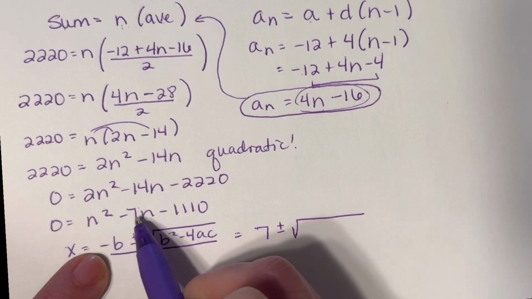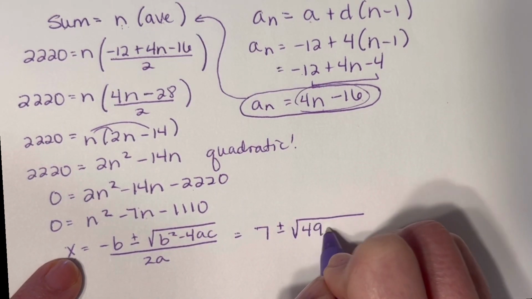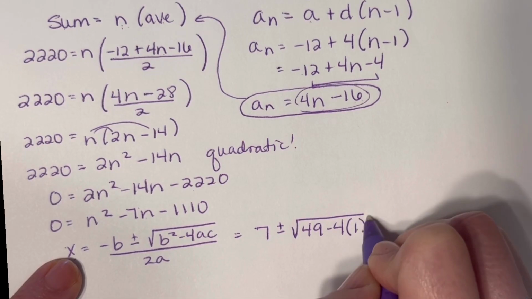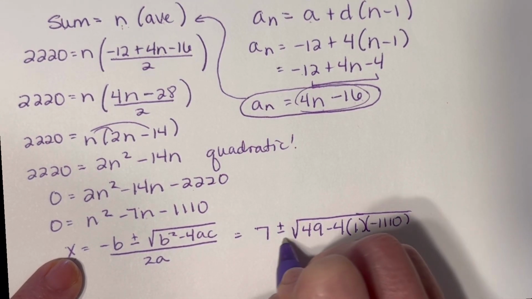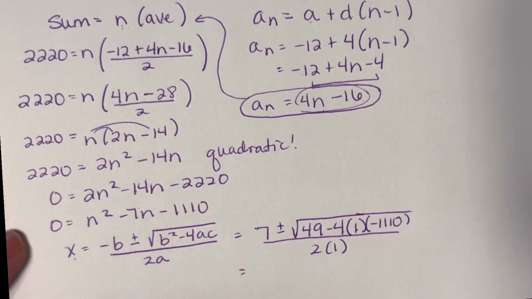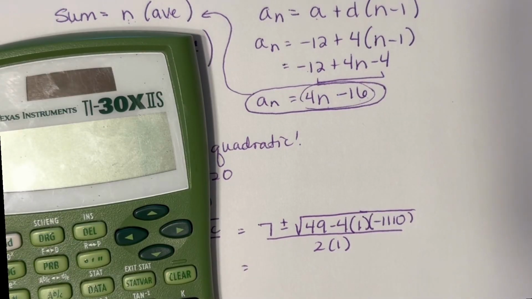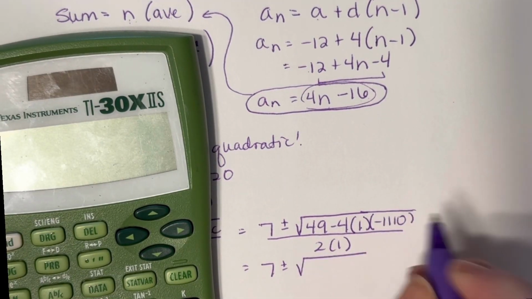minus the square root of b squared. Negative 7 times negative 7 is 49, minus 4 times a times c, all over 2 times a. Here's where I'm going to get my calculator out. Yay, calculator. I'm going to figure out what's in my square root.